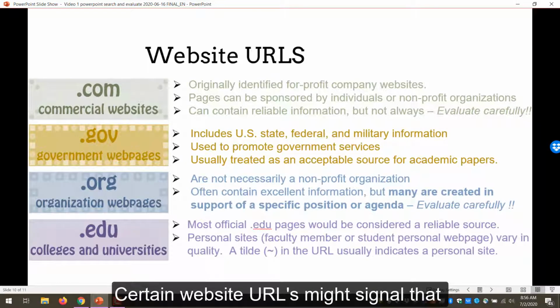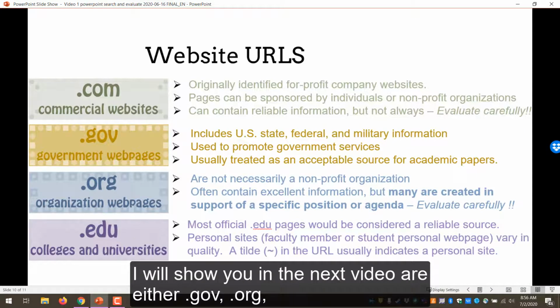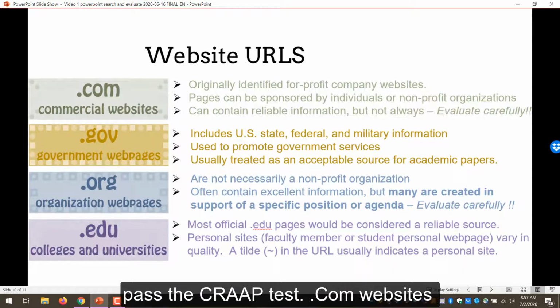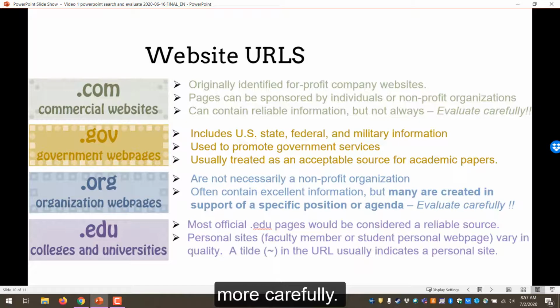Certain website URLs might signal that they are more trustworthy than others. Most of the websites I will show you in the next video are either .gov, .org, or .edu in the web address. These websites more often pass the CRAP test. .com websites can also provide reliable information, but you should evaluate these more carefully.